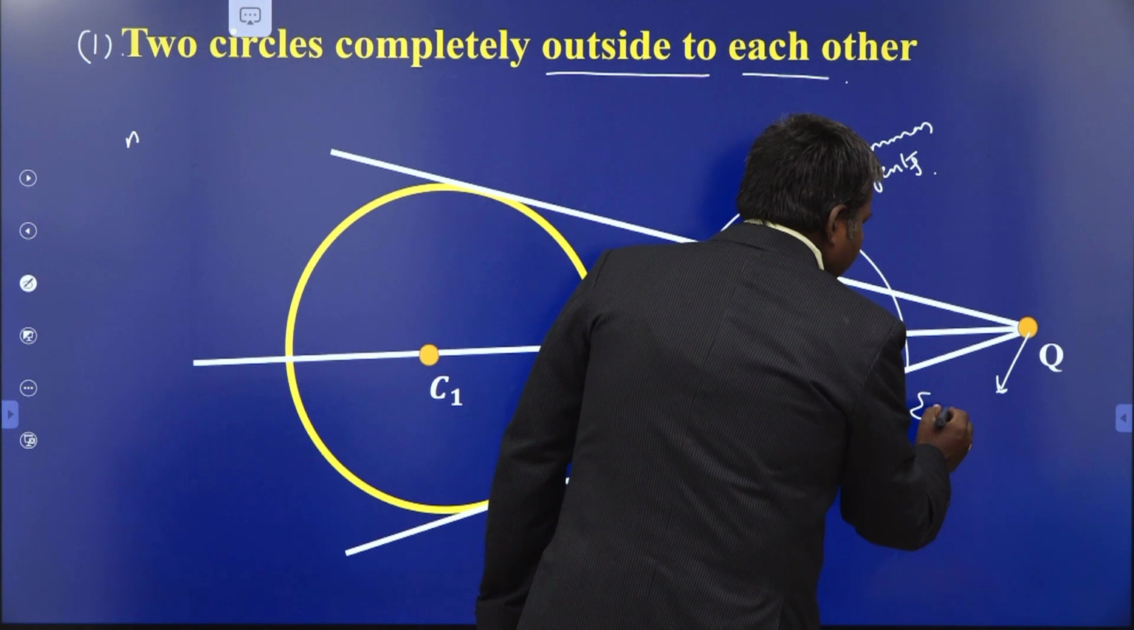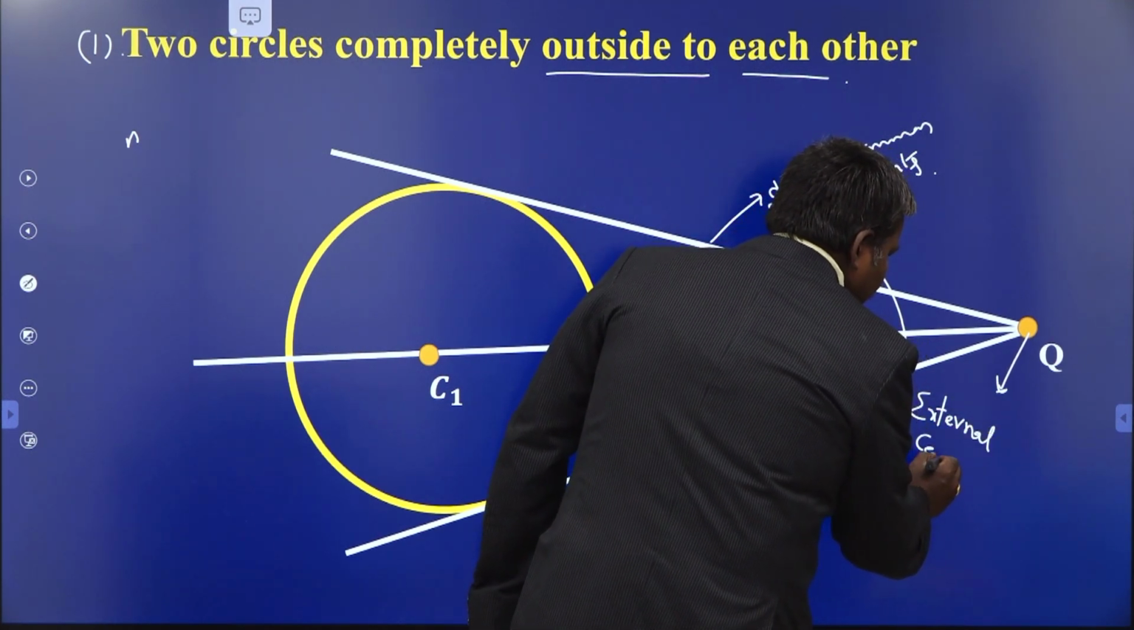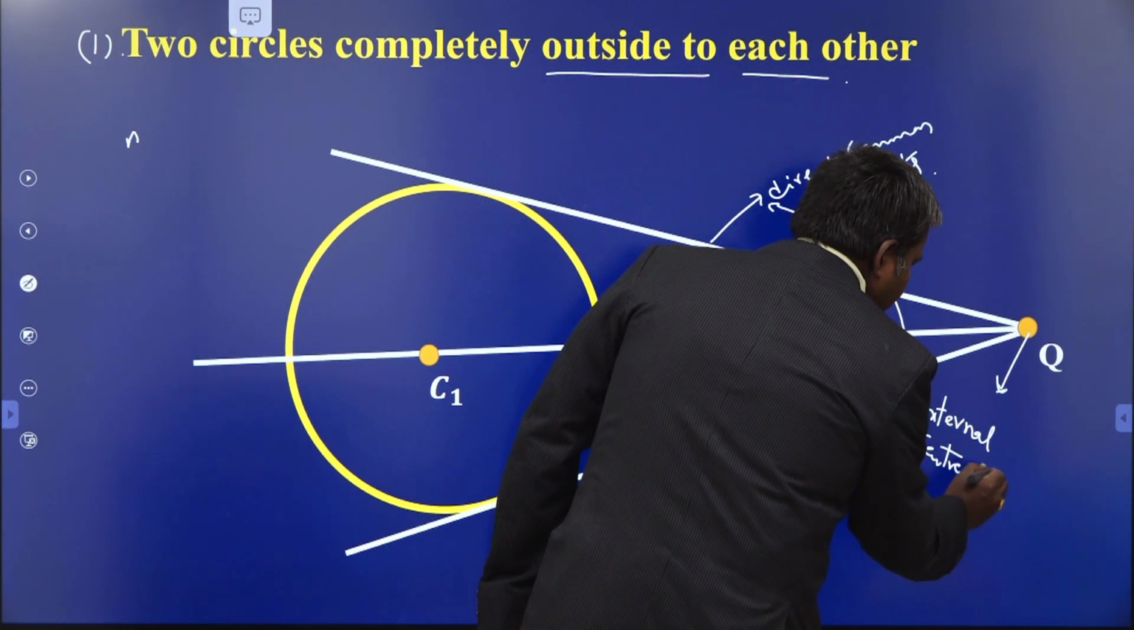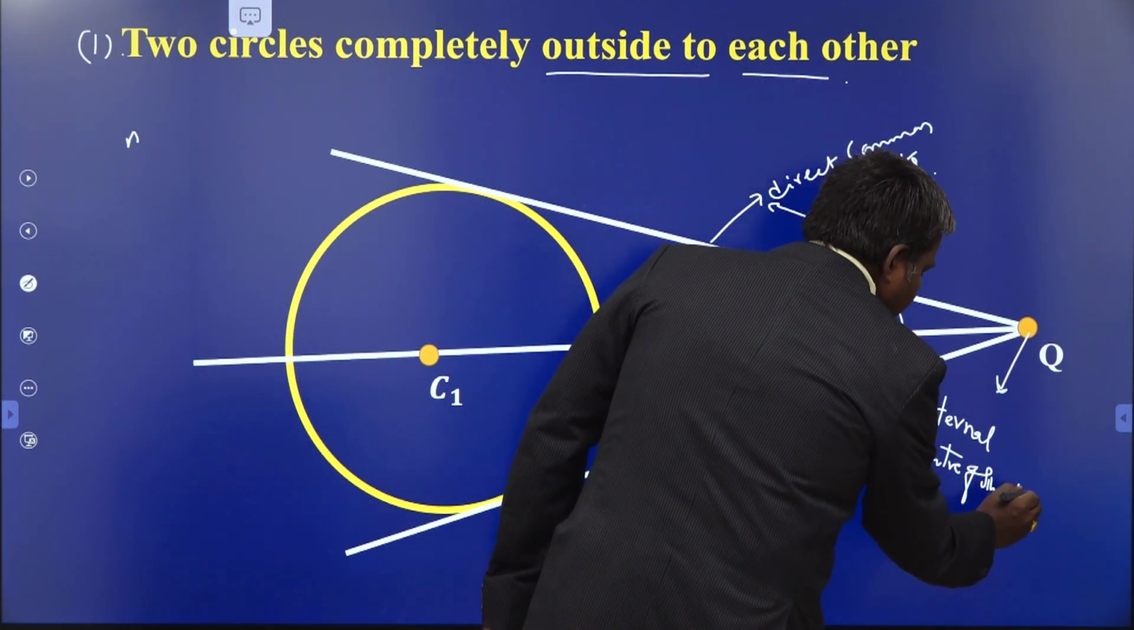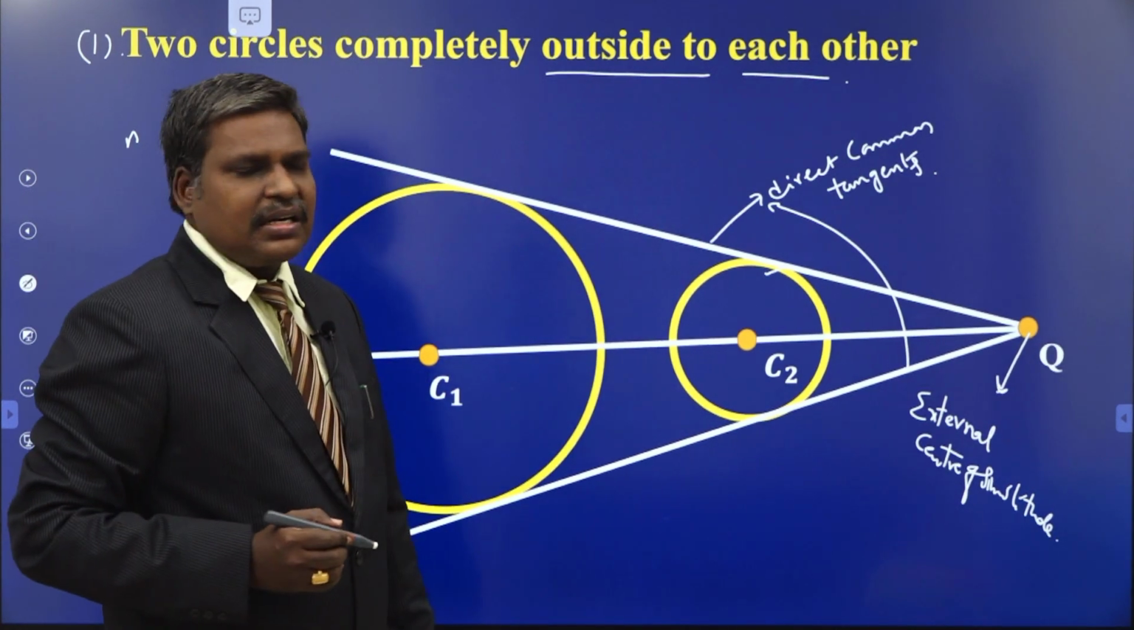What is its name? External center of similitude. Its name is called external center of similitude.